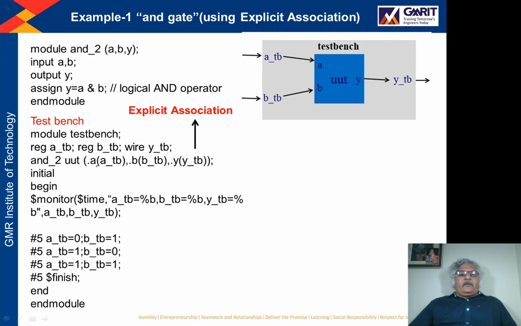Here this type of association, as I already told you, is named association, or sometimes it is also called explicit association, because we are explicitly mentioning the names of the input and output ports of the unit under test and the test bench, how to instantiate those, right? This type of association is called explicit association, and in explicit association, the sequence of these associations is not important, right?